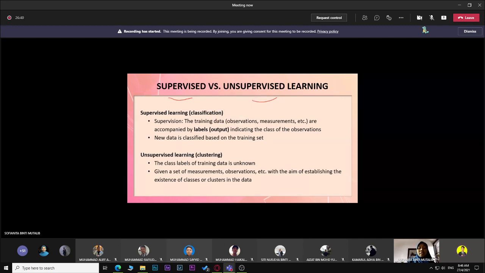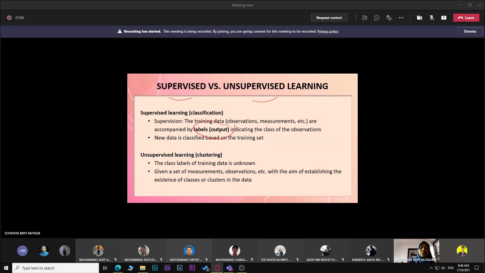If you look at supervised, it has the label given to the model or to the algorithm, so that the algorithm can observe these so-called patterns, and capture these patterns as knowledge to classify or to categorize the objects.